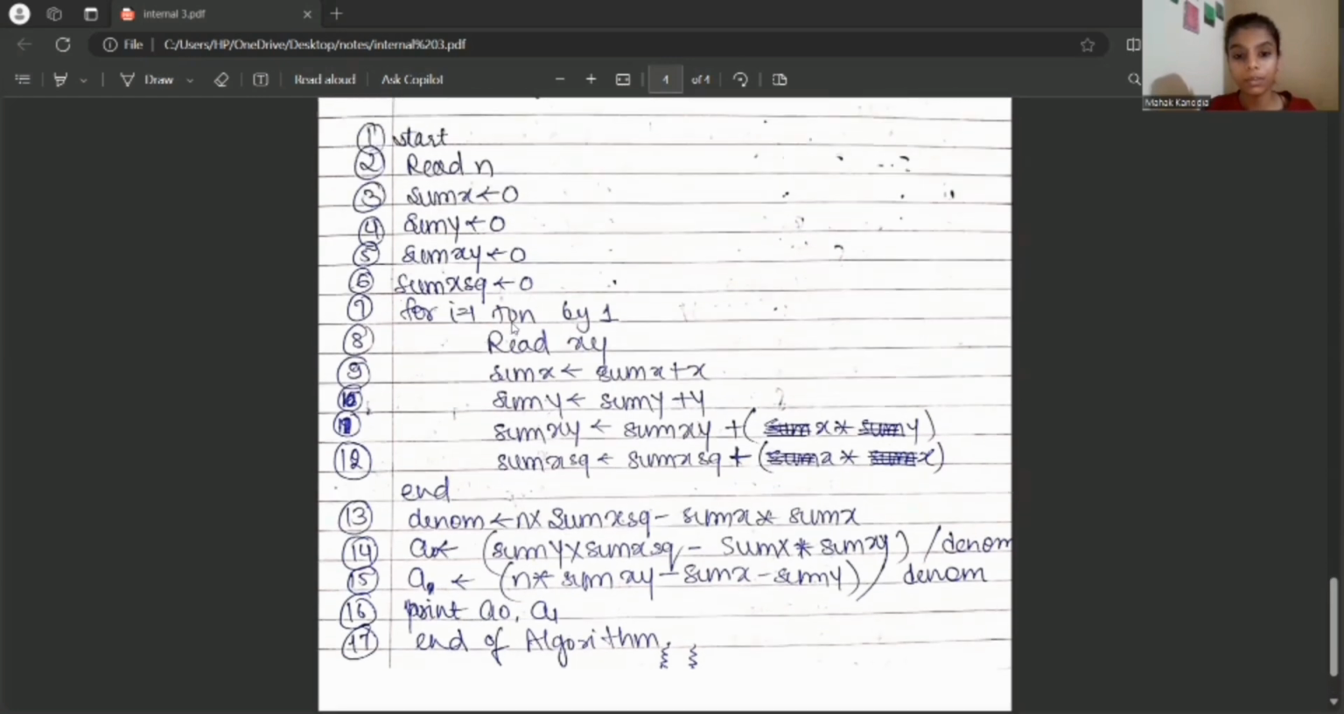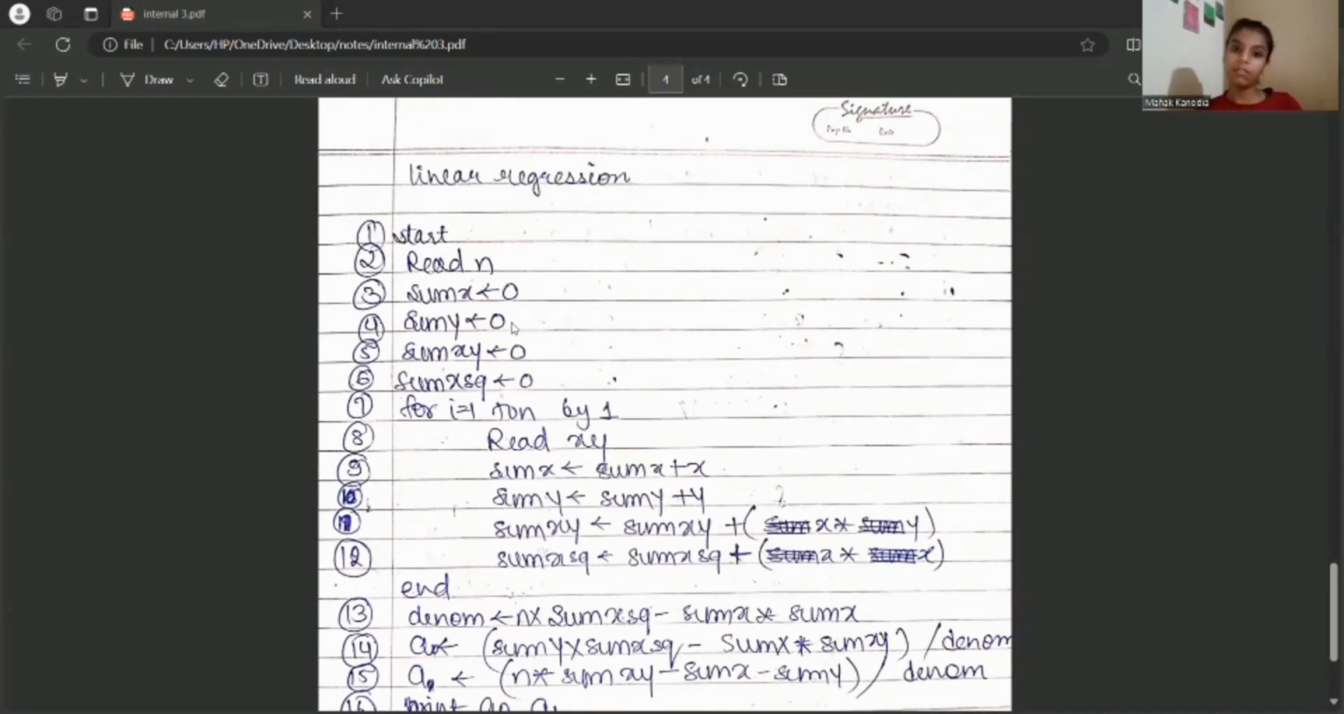The algorithm outputs the change in the behavior of the dependent variable as we change the independent variable. These are the solutions for all the questions in the internal third. That's all from this video.